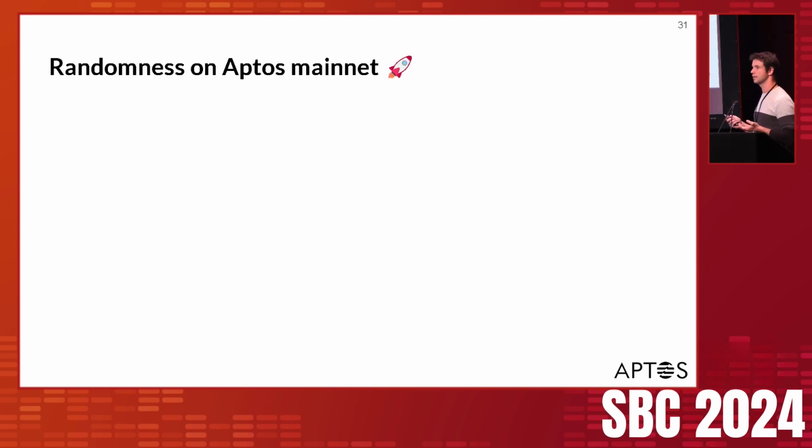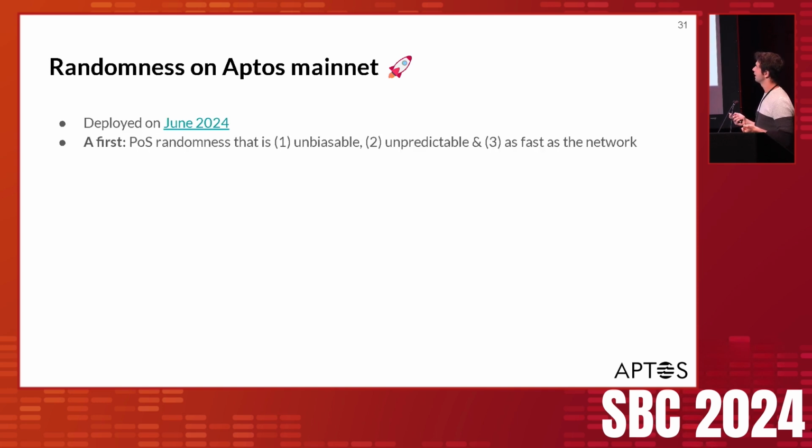So we deployed this on the Aptos mainnet in June 2024. And as far as we can tell, this is the first time you see a proof-of-stake randomness beacon that is unbiasable, unpredictable, and operates as fast as the network. So this is to contrast it with VDF-based approaches, which would not be as fast as the network. By the way, that's a great open problem to work on.